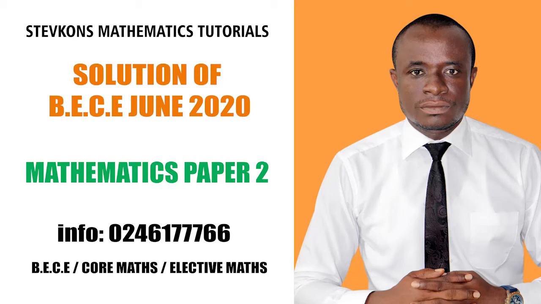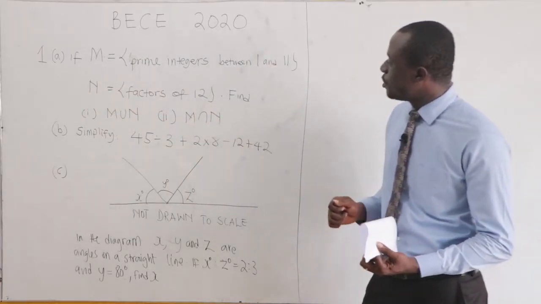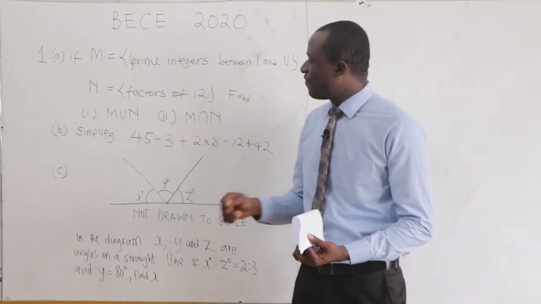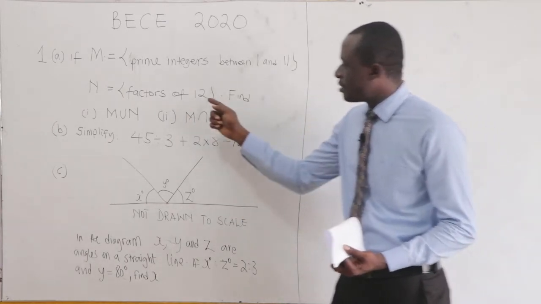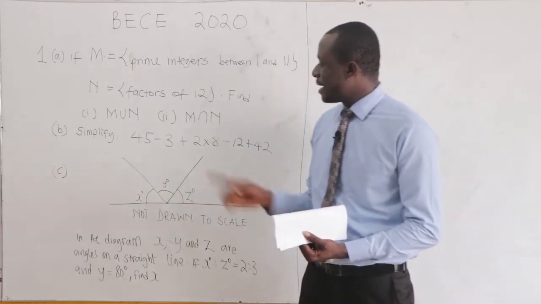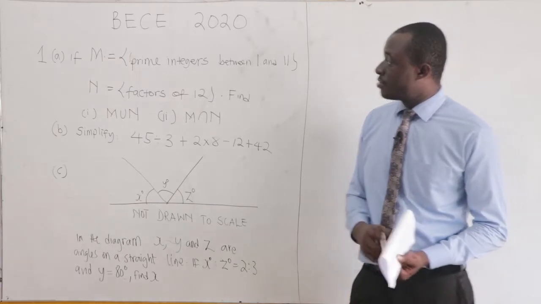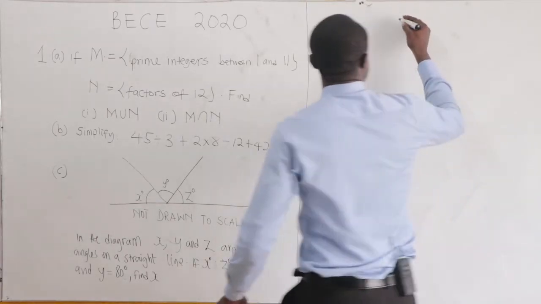Now, this is B.E.C.E 2020. Let's consider question 1. 1a. If M is equal to the set of prime integers between 1 and 11, and N is the set of factors of 12, we should find M union N, and then M intersection N. So let's see the first one first.